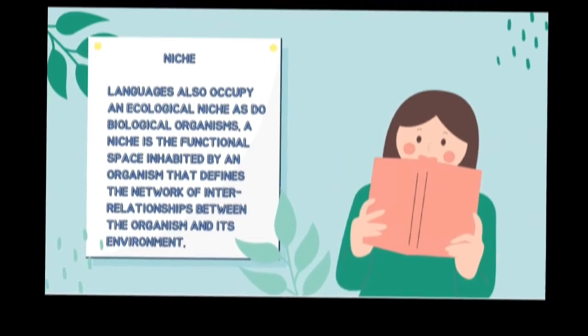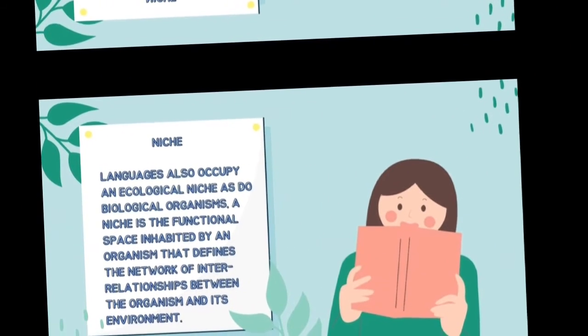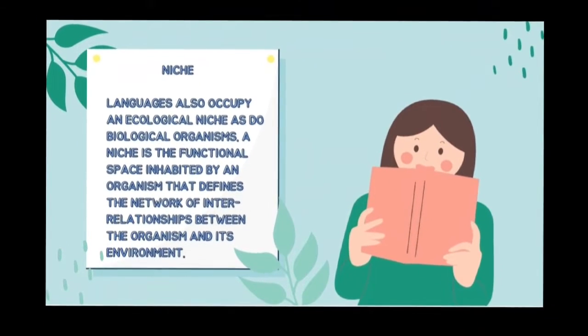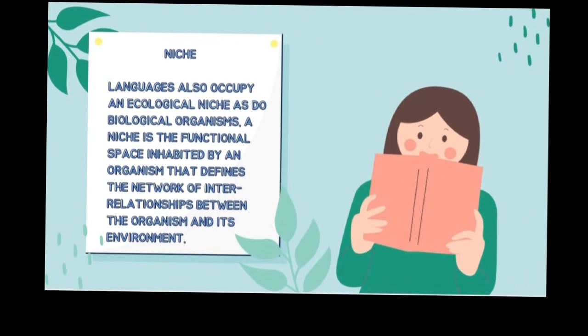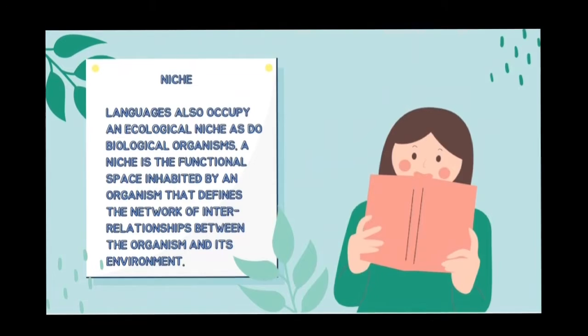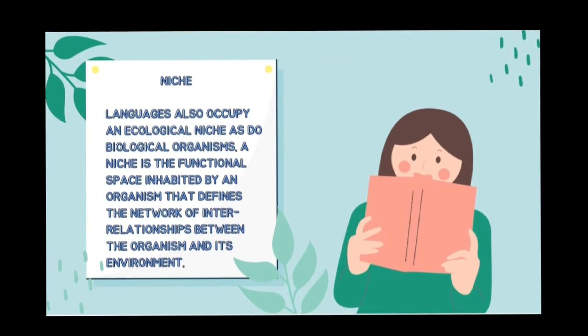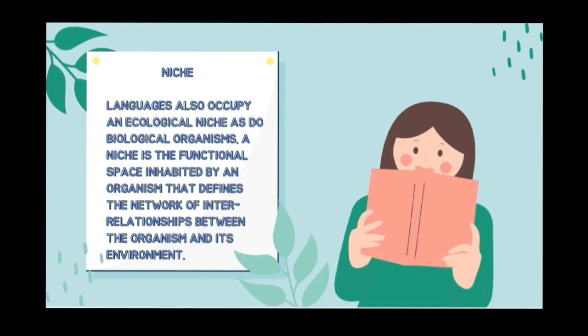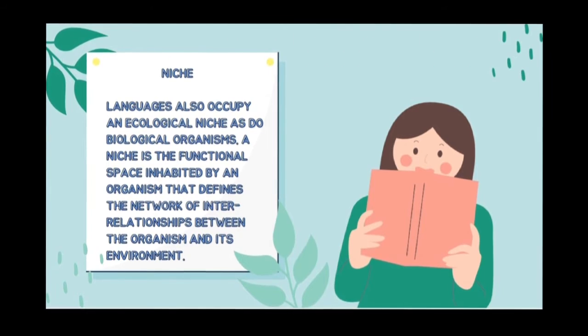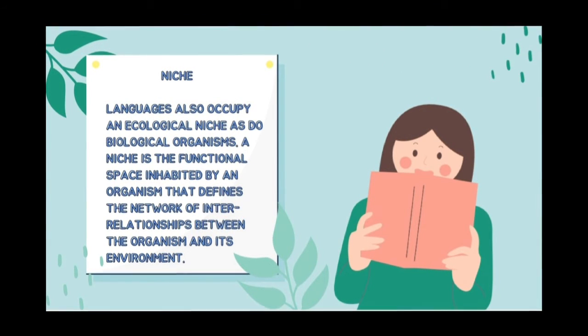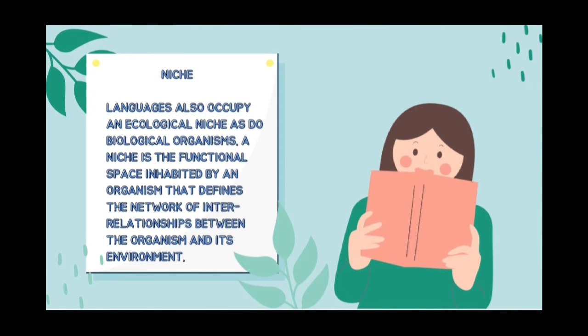And the next property is the niche. Languages also occupy an ecological niche, as do biological organisms. A niche is a functional space inhabited by an organism that defines the network of interrelationships between the organism and its environment. In the case of language, the niche would include the network of social, political, economic, and environmental spheres within which a community of speakers carry out their activities.